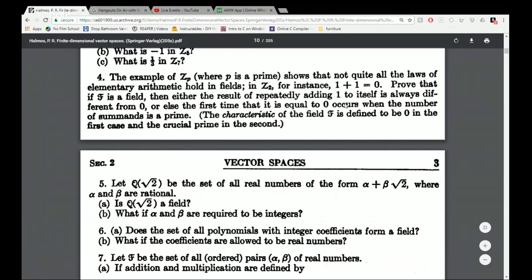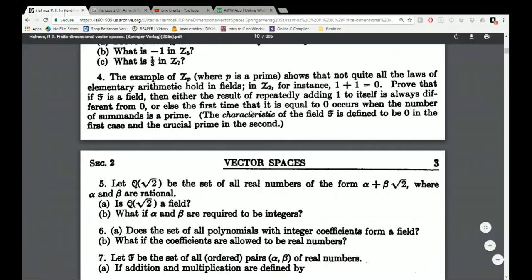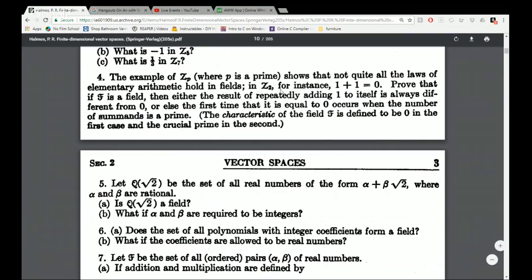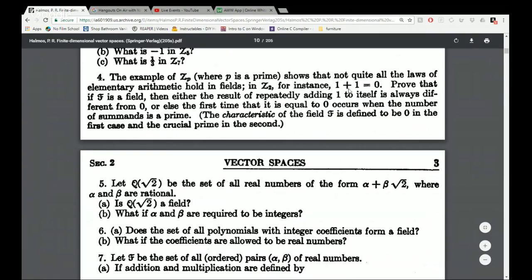So what is this saying? This says that if F is a field and I take 1, the multiplicative identity in that field, and start adding it to itself, either I will never get to the 0, the additive identity in that field, or else the number of times it takes me to add 1 to itself to reach 0 will be a prime number. In Z2, for instance, how many times did I have to add 1 to itself to get 0? Twice. 2 is prime. So how do we go about proving this?